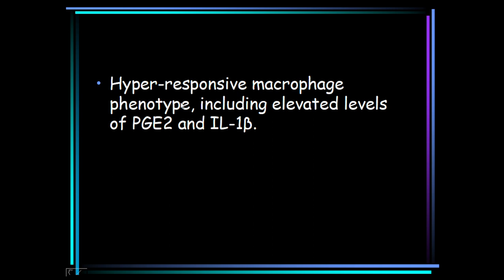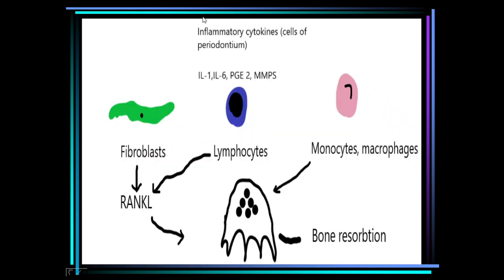Hyperresponsive macrophage phenotype, including elevated level of prostaglandin E2 and interleukin 1 beta. Let us see what this is. All the cells of periodontium, when they get irritated by any inflammatory or chemical means, secrete interleukin 1, interleukin 6, prostaglandin E2 and matrix metalloproteinase. And it will act on fibroblast, lymphocyte and monocyte in macrophages, and in turn they will activate the osteoclast and hence bone resorption will be there.